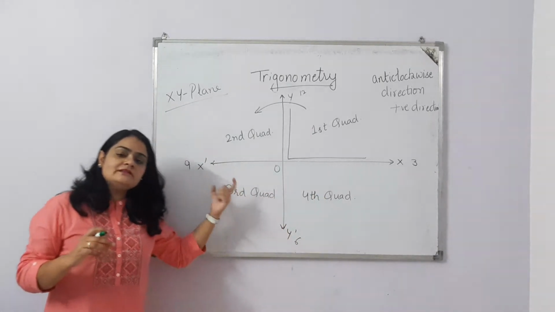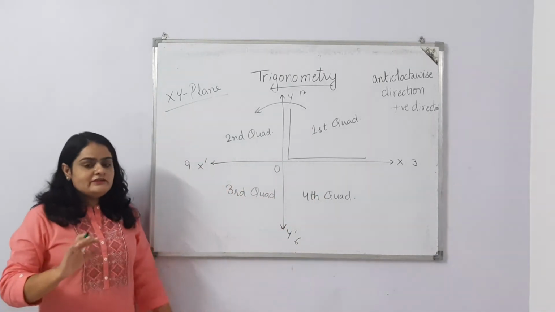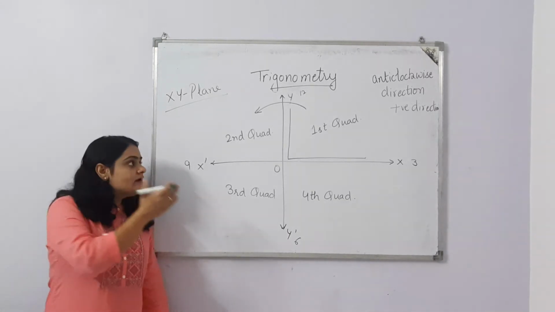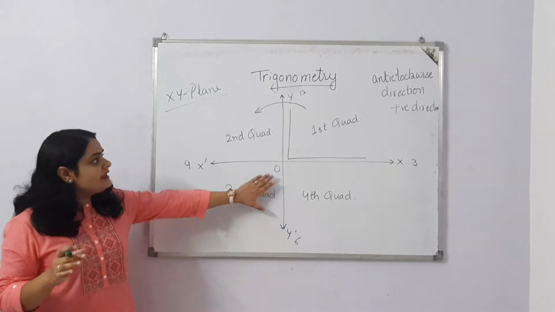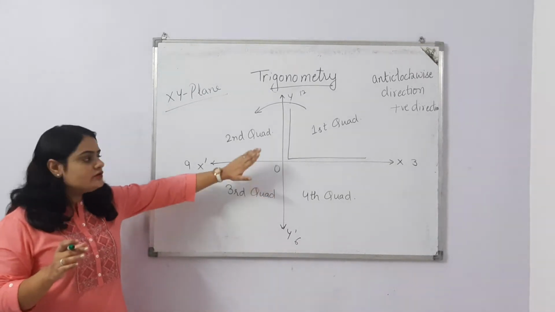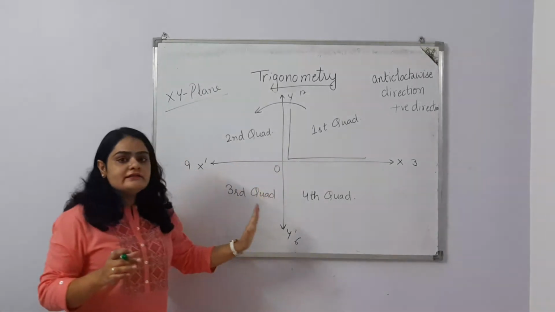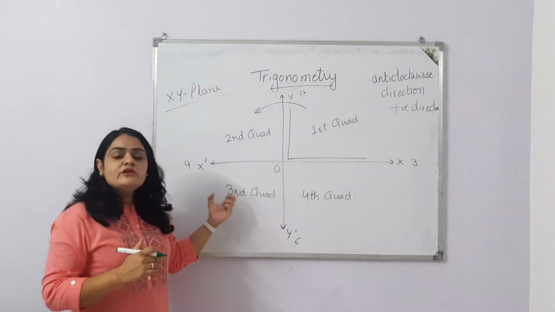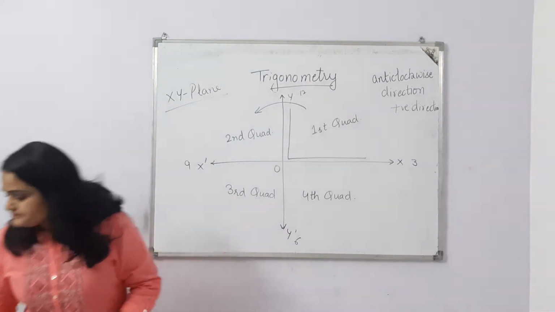Hope quadrants are clear. Now let's do another thing which we draw on this xy plane, or we can say which we draw on these quadrants. This is called the fundamental triangle. Now what do you mean by fundamental triangle?